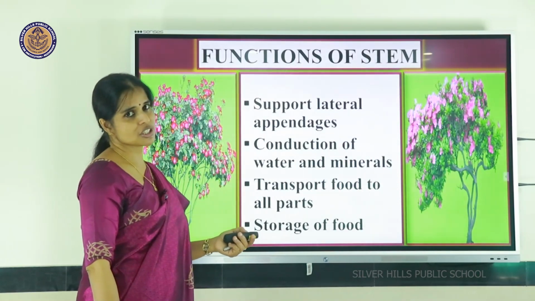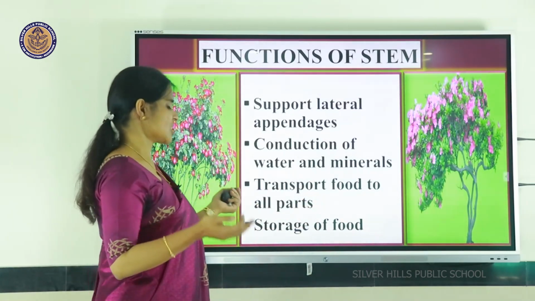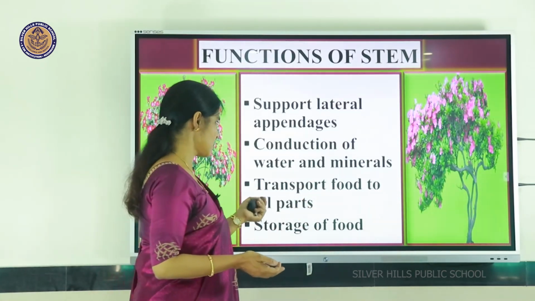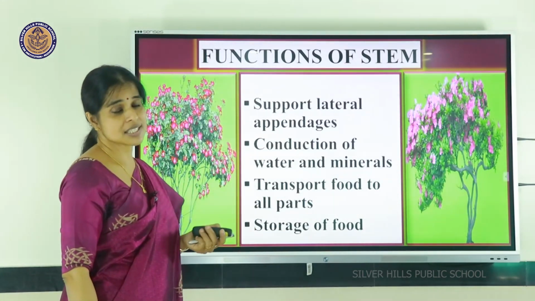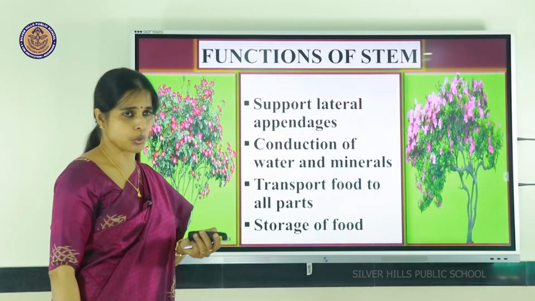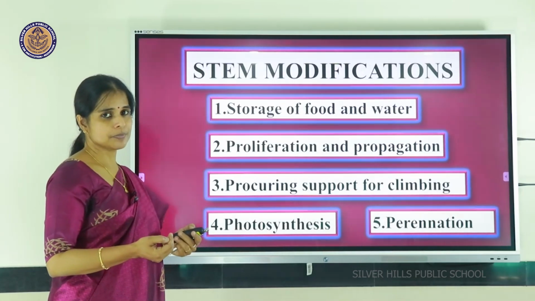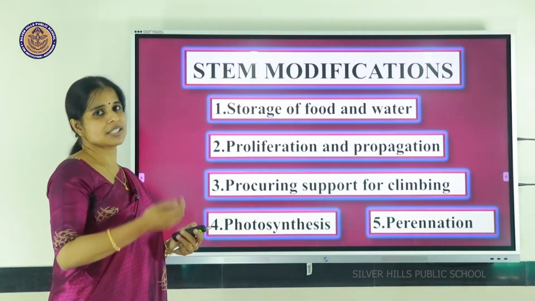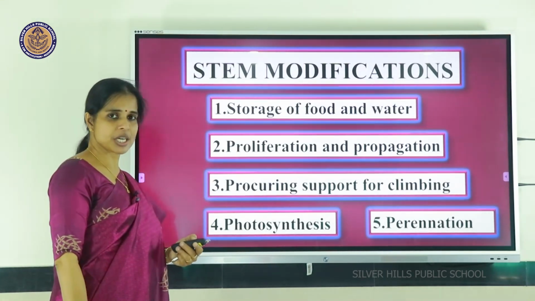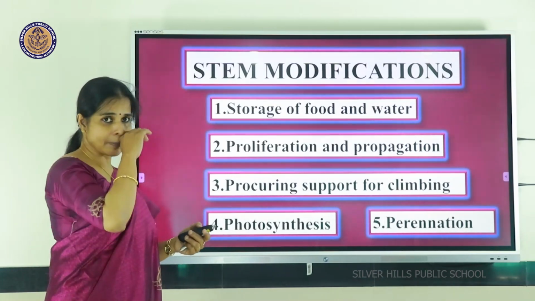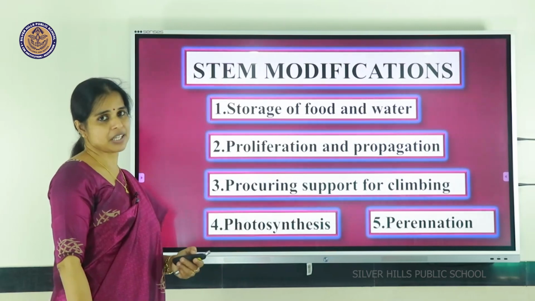Next, the normal functions of the stem are supporting all the lateral appendages, as well as helping in conduction of water and minerals. It helps in the transport of food to all parts, and in the storage of food also. Now, in some other plants, the stem may undergo certain modifications for the storage of food and water, for proliferation, propagation, for procuring support in climbing plants, for conducting photosynthesis, as well as perennation.